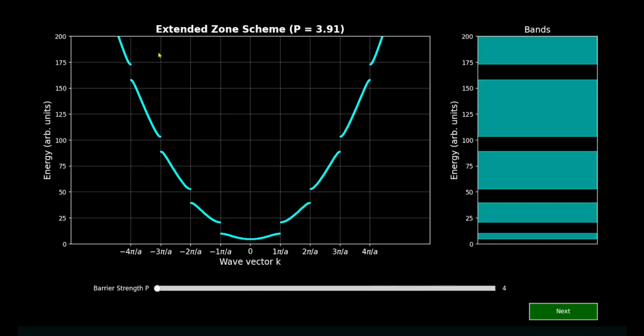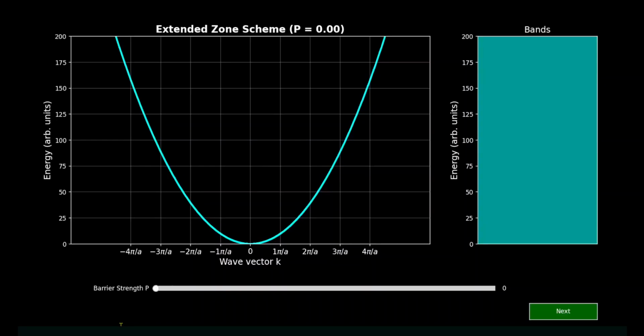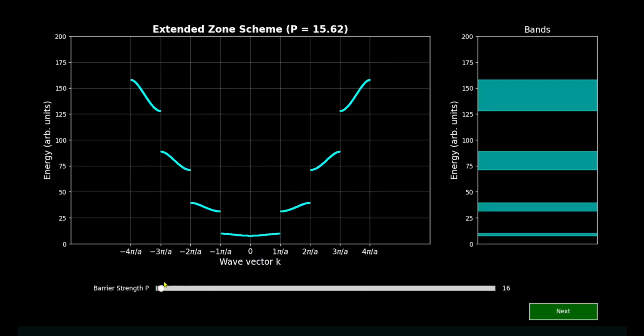Here you can see the extended zone scheme. Here the dispersion curve, or basically the energy versus k in the extended zone scheme, is shown by these solid lines, and there is a certain gap between these solid lines. This gap represents the forbidden band gap. For the barrier strength equal to 0, this extended zone scheme reduces to the dispersion curve for a free electron.